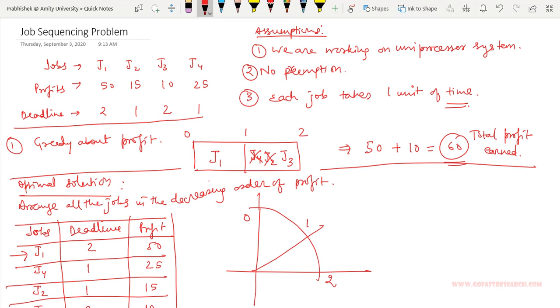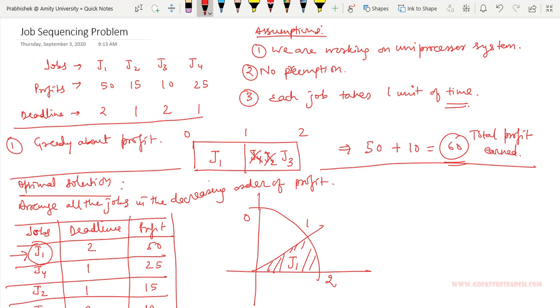Firstly, job J1 has profit 50 and its deadline is 2. Earlier we were executing this job J1 in the first month because it had the highest profit. Here we will not do this. If the deadline is 2, then we will execute job J1 in the last unit of its deadline. J1 will be executed here, in the last month of its deadline. This is the most important point which you have to understand and learn.